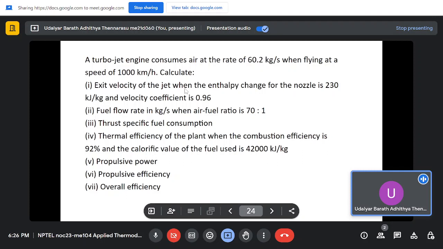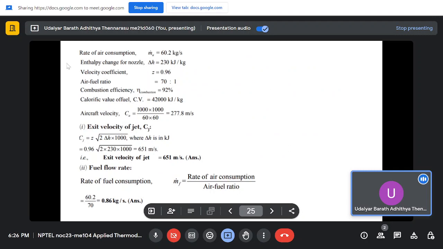So exit velocity of the jet when the enthalpy change for the nozzle is 230 kilojoule per kg, that is given. Then velocity coefficient is given as 0.96. It's just like the efficiency defined for the diffuser or the nozzle. And air fuel ratio is 70:1, and combustion efficiency is 92%. Then calorific value of fuel is 42,000 kilojoule per kg. Then aircraft velocity is given as 1000 kilometer per hour.